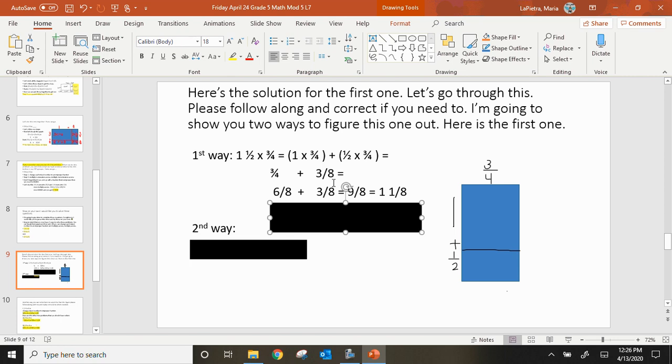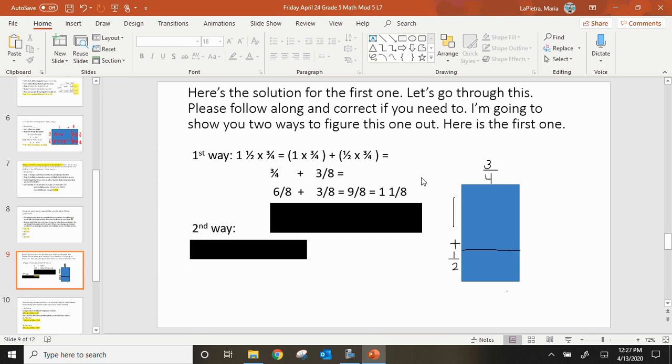So now, if I'm going to add these together, I need to have the same common denominator, which I chose 8. So we had to change 3/4 to 6/8, meaning that we multiplied the bottom and the top. Whatever you do to the bottom, you have to do to the top. So I multiplied by 2 at the bottom and got 8, and multiplied 3 times 2 at the top and got 6. 6 over 8 plus 3 over 8 is 9 over 8. And your answer should be 1 1/8.